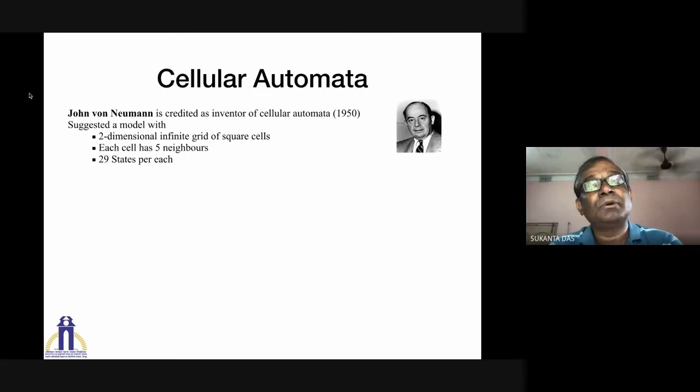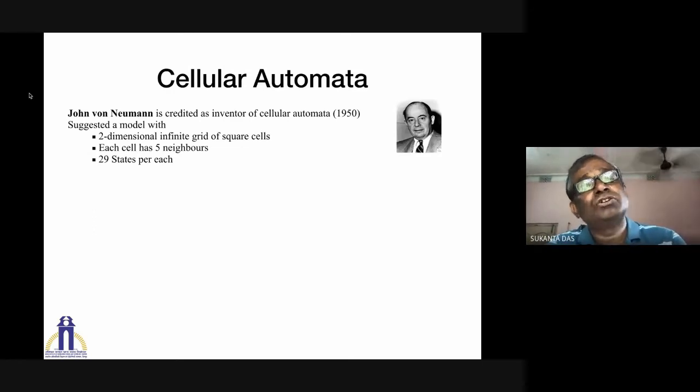And then Stanislaw Ulam, another mathematician, advised that instead of developing a real machine, better you develop a mathematical thing, where he suggested that you take a 2D grid. So this grid-like structure, although von Neumann first implemented it, the idea was initiated by Stanislaw Ulam. And if we trace history, before von Neumann, a similar kind of idea was there. Anyway, in most of the literature, John von Neumann is credited as the inventor of cellular automata.